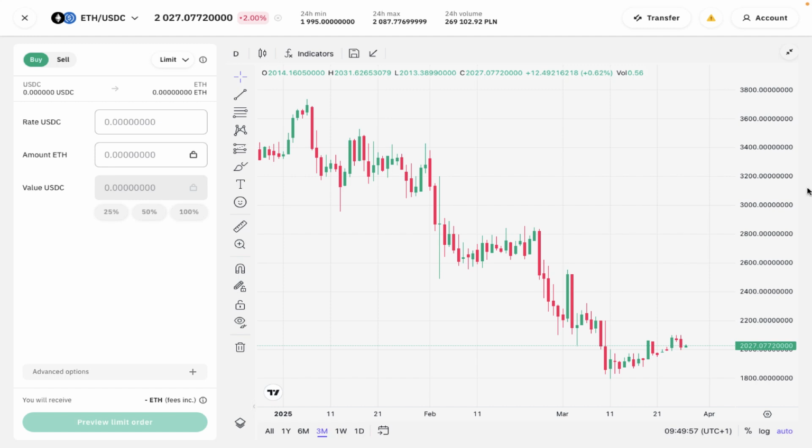Today is Thursday, March 27th, 2025. Let's take a look at the daily time frame chart of the Ethereum quoted to USDC at Zondacrypto. As you can see, I'm using the Japanese candlesticks.